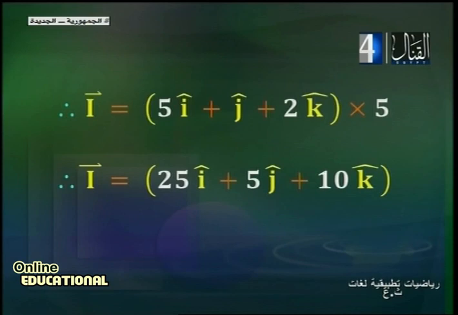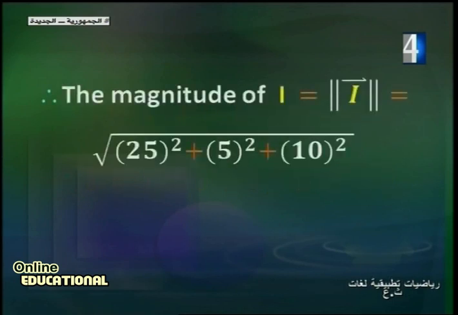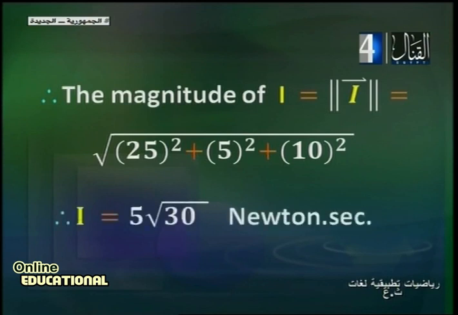What is the magnitude of the impulse? I equals norm vector I. Norm vector I equals square root 25 power 2 plus 5 power 2 plus 10 power 2. Then the magnitude of the impulse I equals 5 root 30 Newton second.